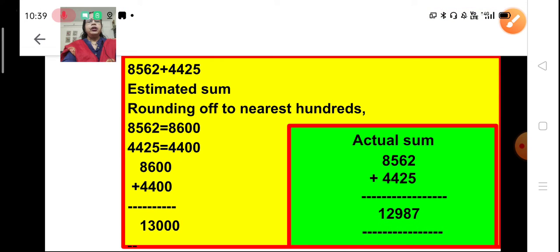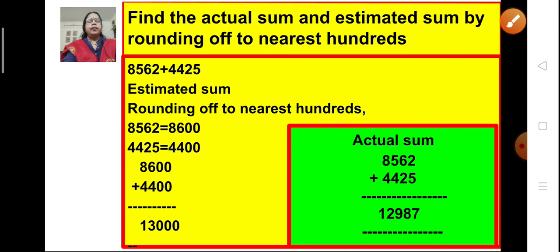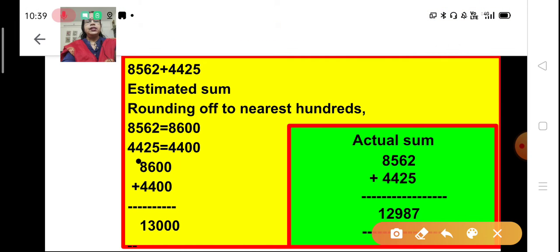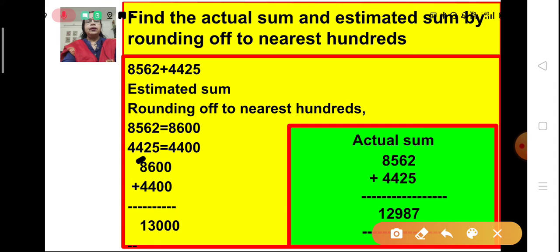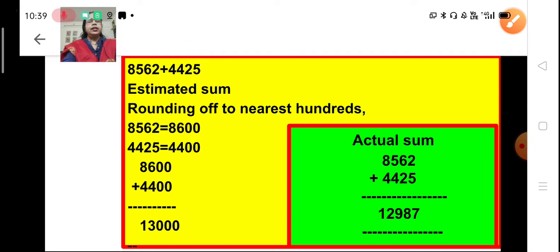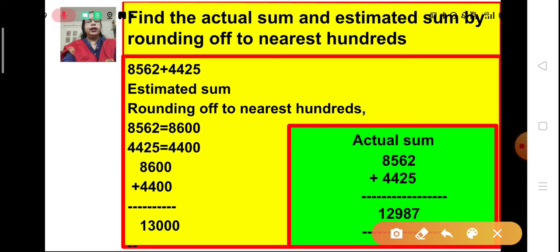Similarly, the number 4,425, we have to round it off to the nearest hundred. So 4 is in hundreds place, and what is the digit to the right of the 4? It is 2. So 425 can be rounded off as 400 and the number becomes 4,400. Now when we add 8,600 and 4,400, what do we get? We get 13,000.